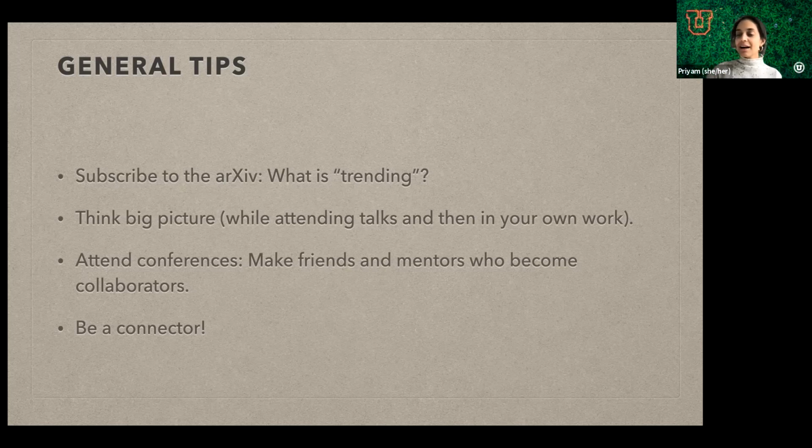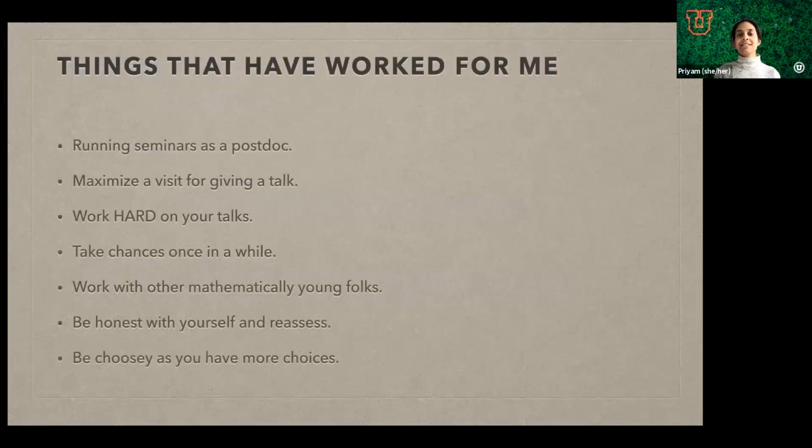Okay, so I'm going to move on to things that have worked for me. And this is something, again, that depends on your personality. I pinpointed these as, oh yeah, this definitely helped me. So I have here something that's a time-consuming task, which is hosting visitors, right?